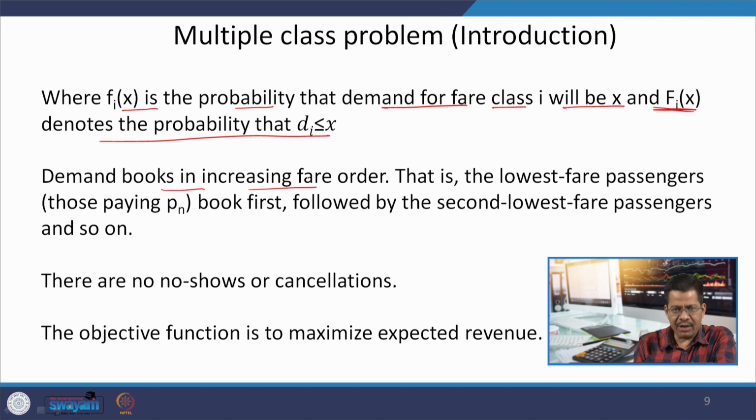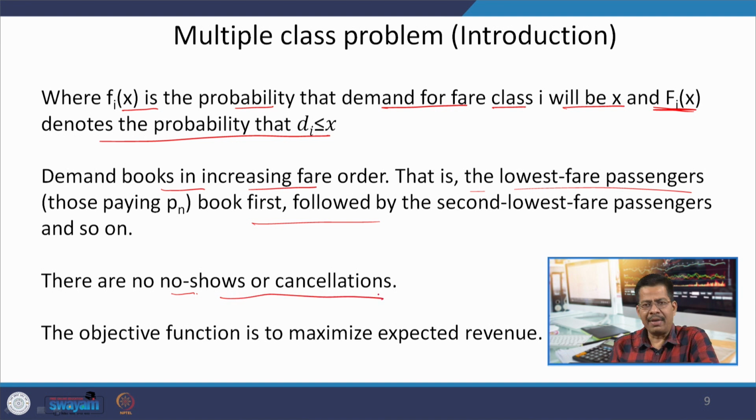Demand books in increasing fare order. Like in the two-class system, where first the lower fare class is completed and then you start the higher class, the same is going to happen here if there are n classes. First the nth class will happen, then the n minus 1, then the second and then the first, that is, the lowest fare will be booked first. There are no shows or cancellations; here we are assuming for the time being that there are no cases of no-show or cancellation, and the objective function is to maximize the expected revenue.